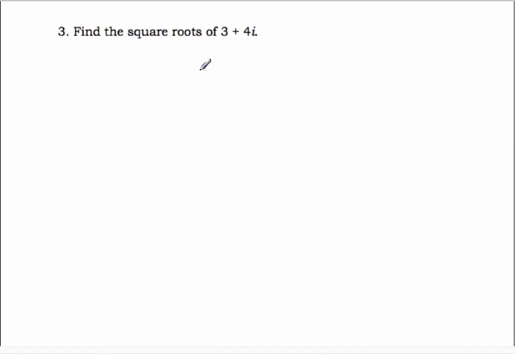Okay, find the square roots of 3 plus 4i. Well, the square roots would have to be squared and equal 3 plus 4i. And the only way that happens is if they're complex numbers. Okay, so we know that the complex number, we can write it as a plus bi.